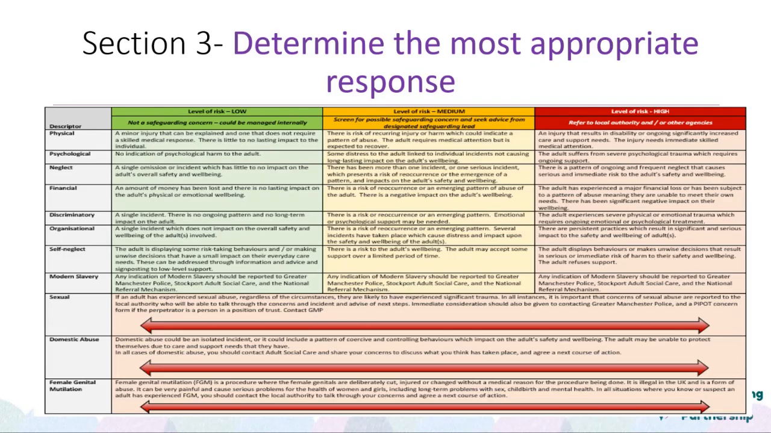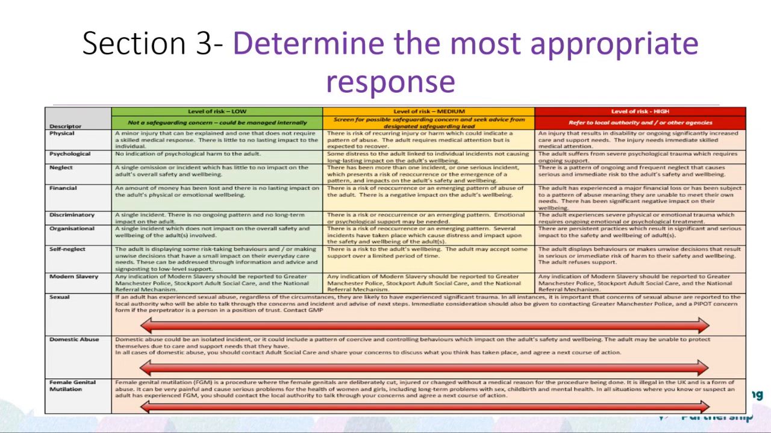Where we move across into a more severe level of risk, we're in the amber column in the middle. This is what we would call medium risk in the tool. And this is where we need to start screening for a possible safeguarding concern. We might want to seek advice from our designated safeguarding lead in our agency, or we may just want a conversation with the local authority.